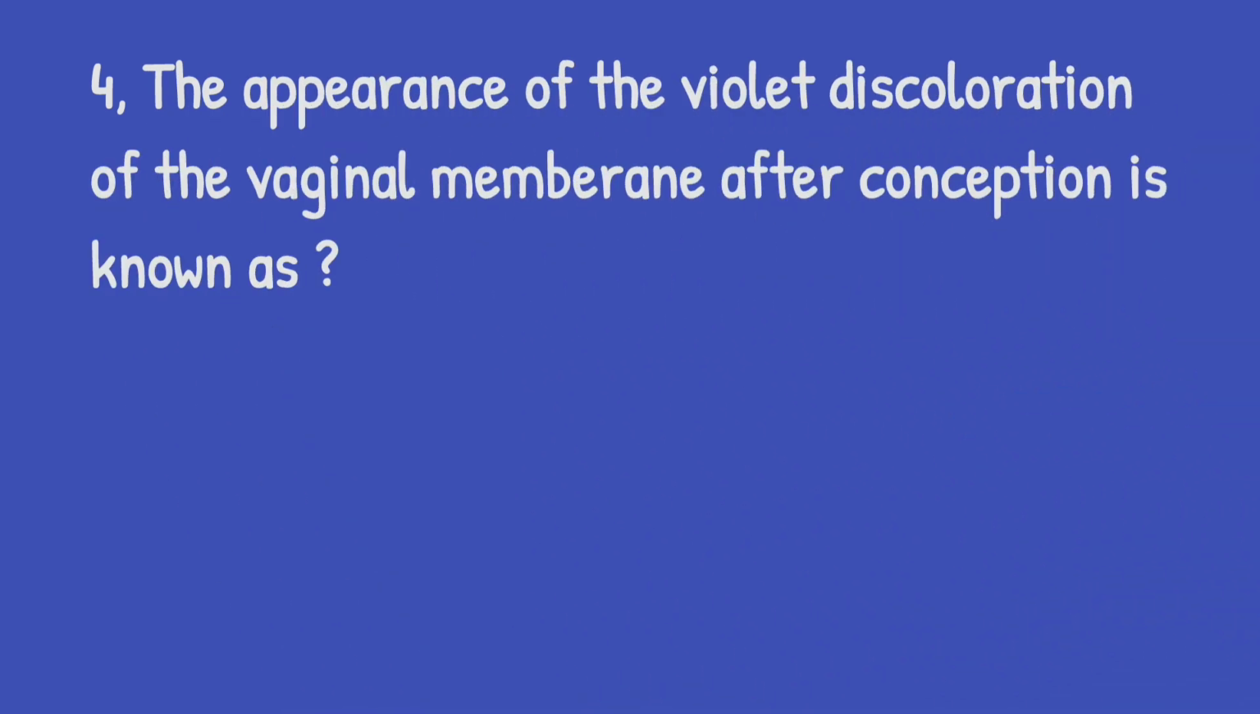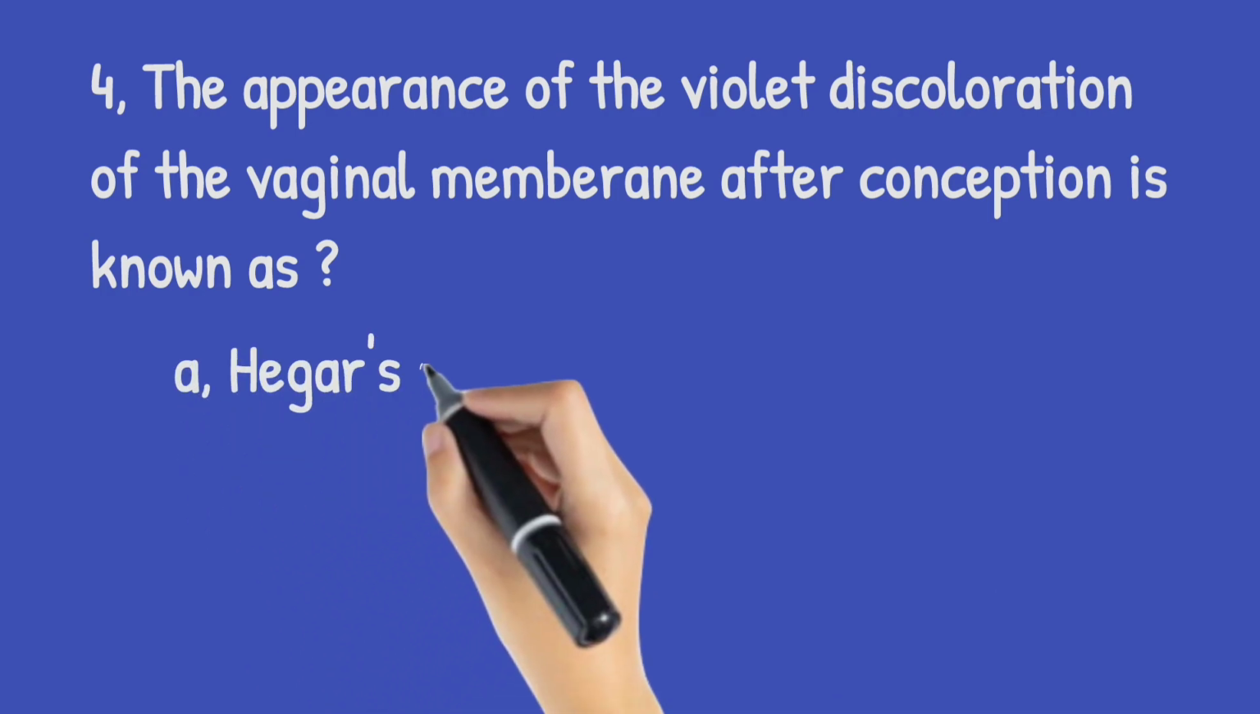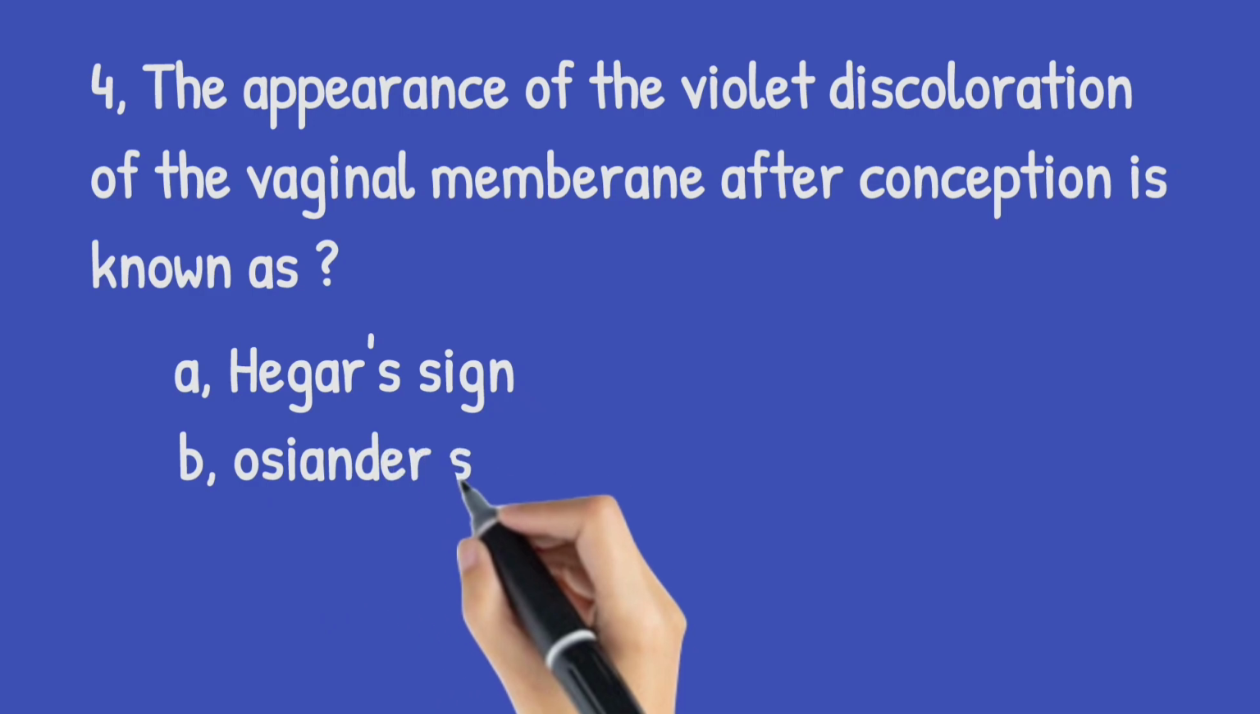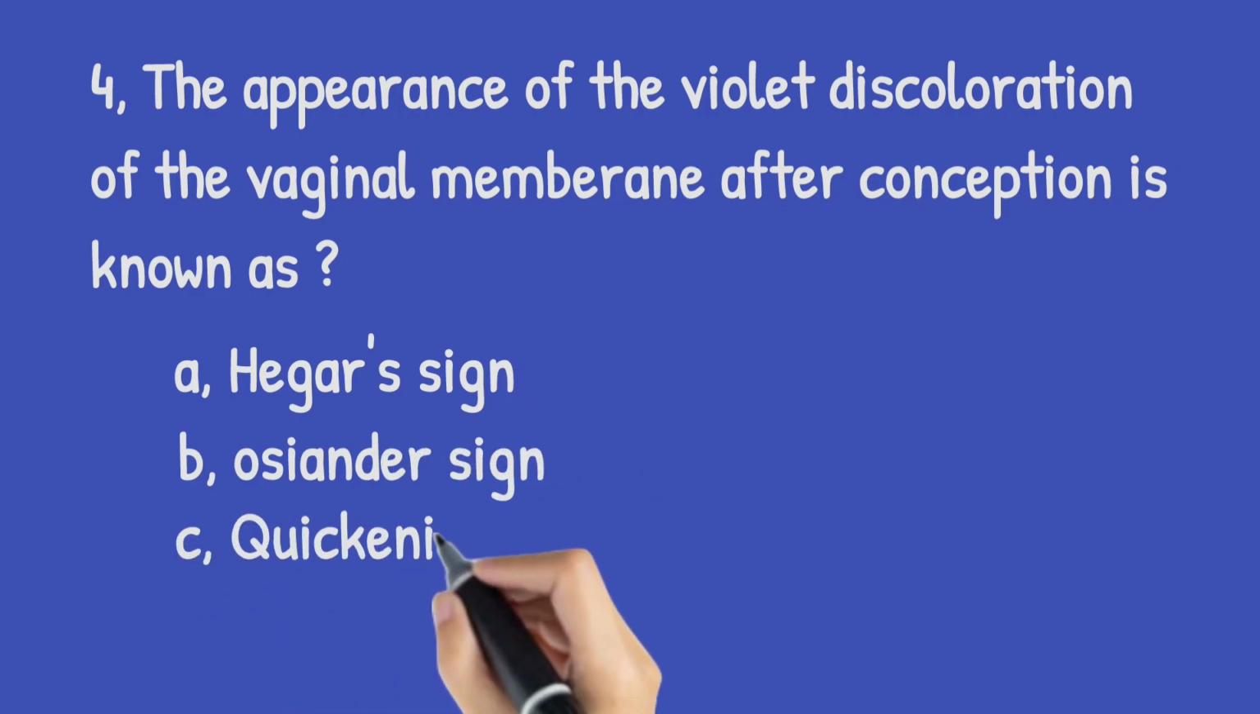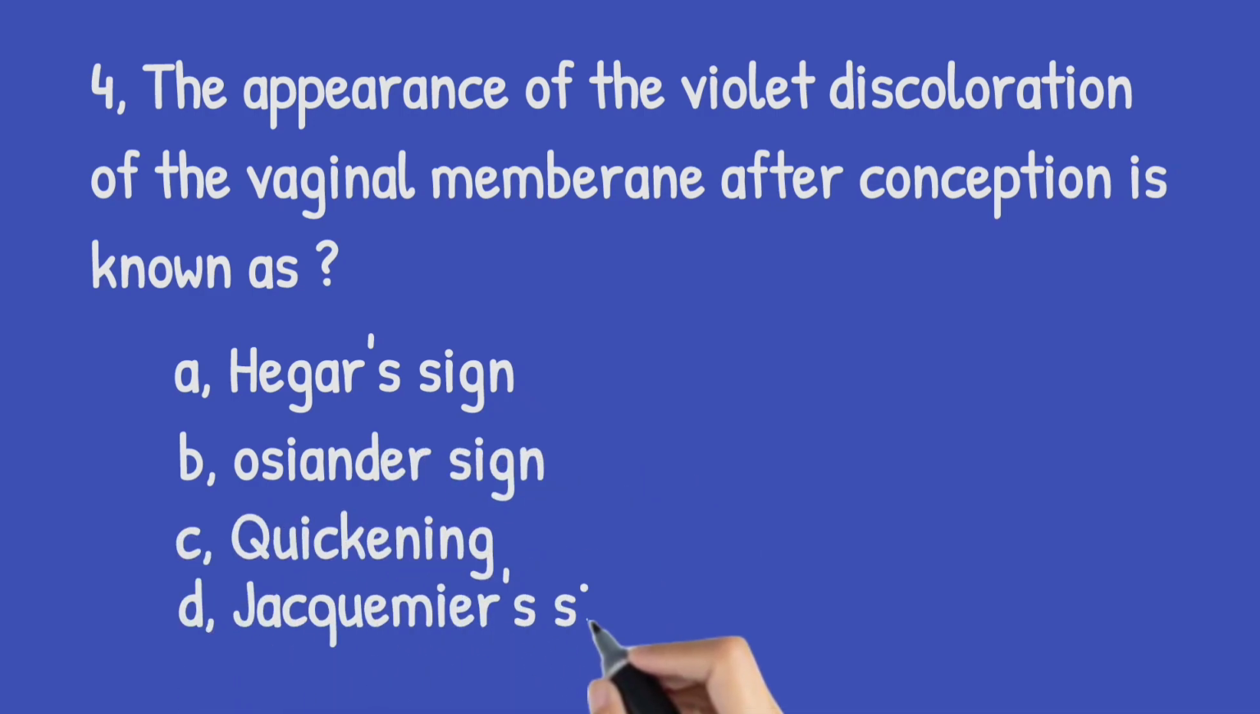Appearance of violet blue discoloration of the vaginal membrane after conception is known as: option A, Hegar sign; option B, Osiander sign; option C, quickening; option D, Jacquemier's sign. The answer is option D, Jacquemier's sign.